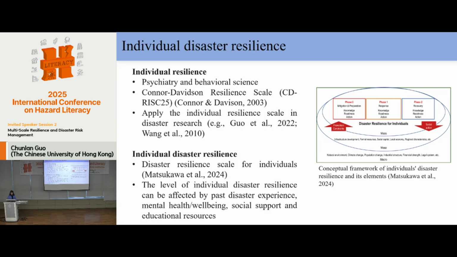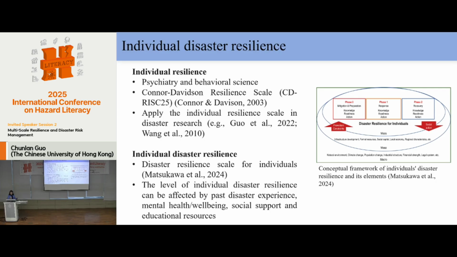And disaster scholar Anna Matsukawa and her team have also developed a disaster resilience scale for individuals. This is the conceptual framework of Anna's individual disaster resilience. We can see that she and her team use knowledge, awareness, and action to measure the level of individual resilience in different phases: mitigation, preparedness, response, and recovery.